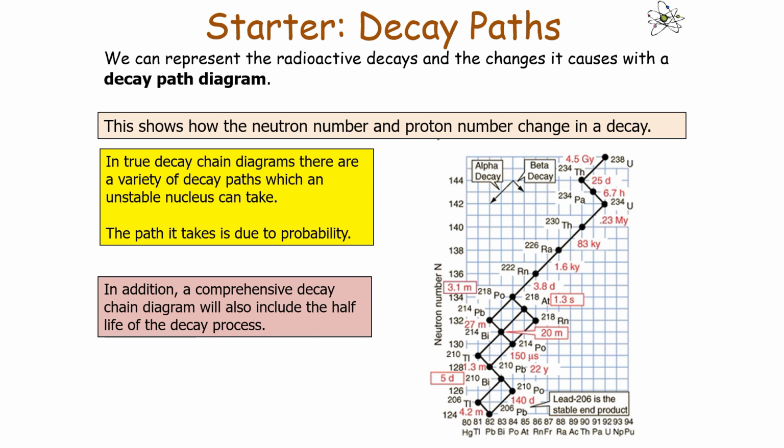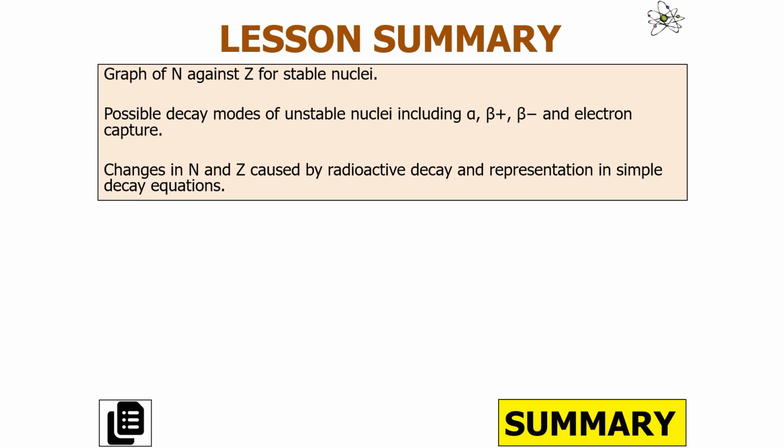So what have we learned in today's lesson? We should hope to be able to state the graph of N against Z for stable nuclei. You should be able to describe possible decay modes of unstable nuclei, including alpha, beta plus, beta minus, and electron capture, and also indicate the changes in N and Z caused by radioactive decays and represent them in simple decay equations.